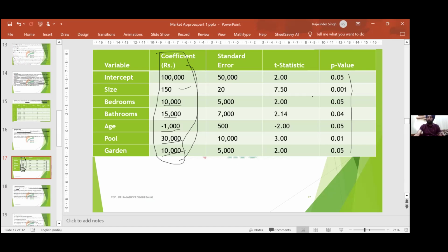So if this value is less than 0.05, it means these values are reliable. ये आपने पढ़ा था statistics में. All the values are less than 0.05. If these values are less than 0.05, these values are reliable. If the p values are more than 0.05, these values are not reliable.